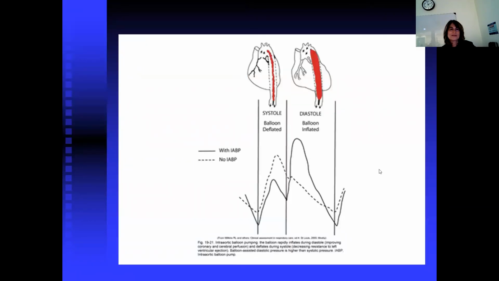When you're looking at the blood pressure waveform, it's kind of weird. It's got two pulsations of blood. So when the balloon inflates and it pushes more blood into the aorta, into the coronary vessels, you'll see the pressure is a little bit higher than it was prior to the balloon inflating.